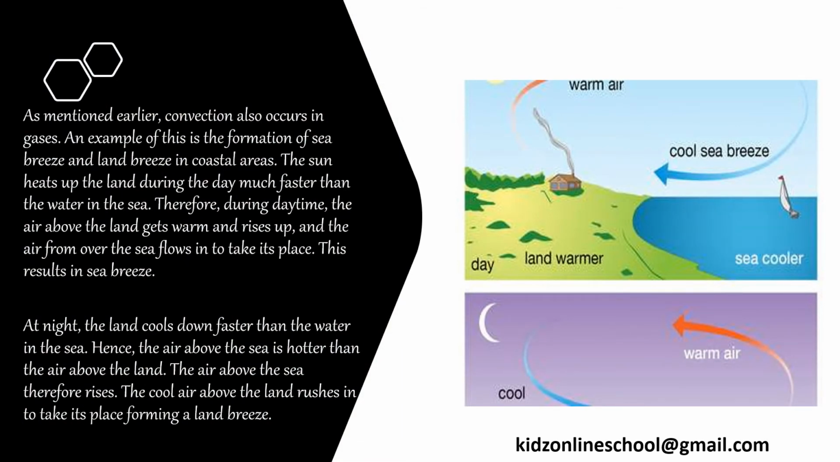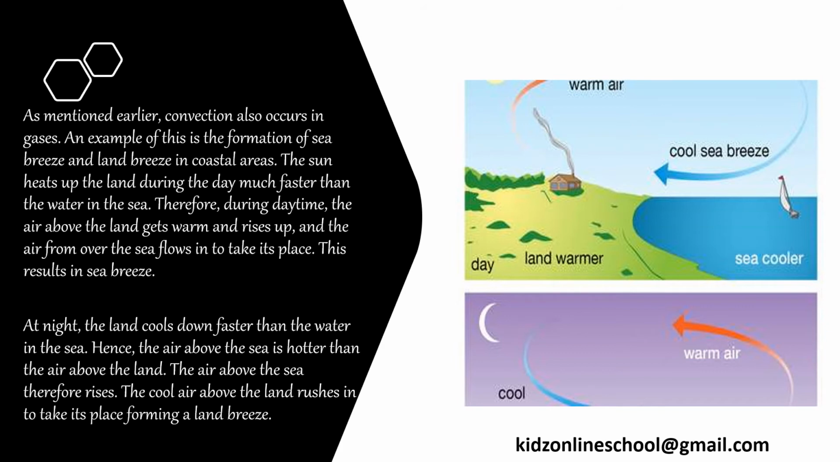As mentioned earlier, convection also occurs in gases. An example of this is the formation of sea breeze and land breeze in coastal areas. The sun heats up the land during the day much faster than the water in the seas. Therefore, during daytime, the air above the land gets warm and rises up, and the air from over the sea flows in to take its place. This results in sea breeze.